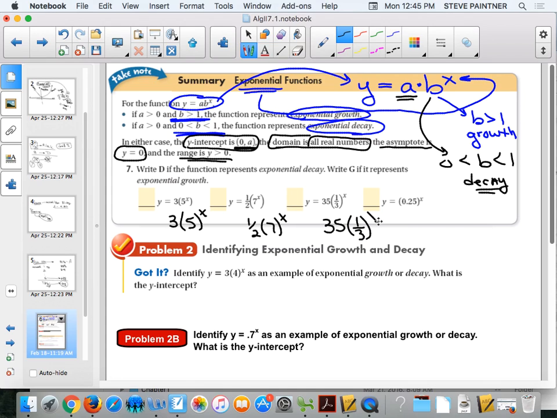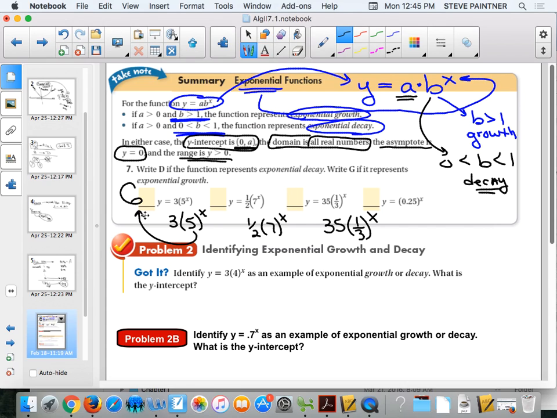Ethan, first one, growth or decay? He says growth. How come? What's bigger than 1? The base. Which one's the base? 5. Look, right here. Base is bigger than 1. It's growth. Next one. Bryce, what is it?